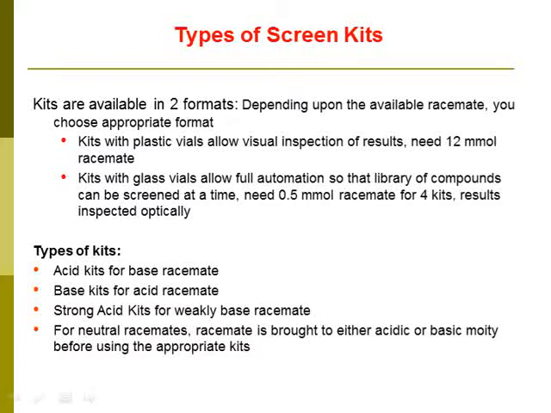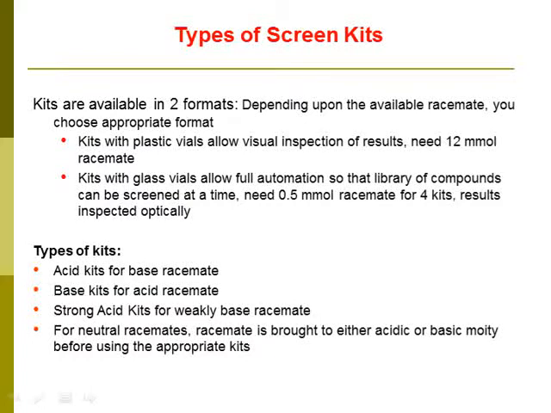Kits with plastic vials need 12 millimole of racemate. They allow visual inspection of the results and offer consistent results. Kits with glass vials need only 0.5 millimole of racemate. Results are analyzed through optical means and they allow full automation so that a library of compounds can be screened at the same time.